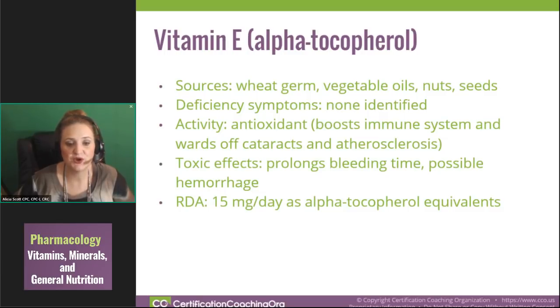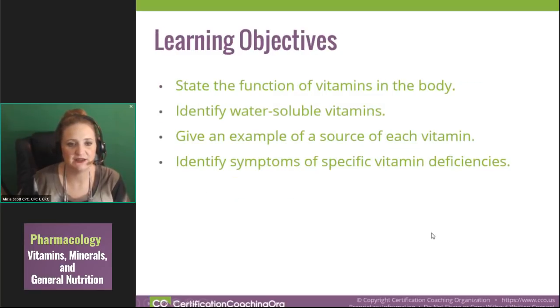If you get too much, your prothrombin time will be off, and you could possibly hemorrhage. So too much of a good thing, right? You don't want to over ingest your vitamin E. 15 milligrams a day is usually sufficient for daily use.